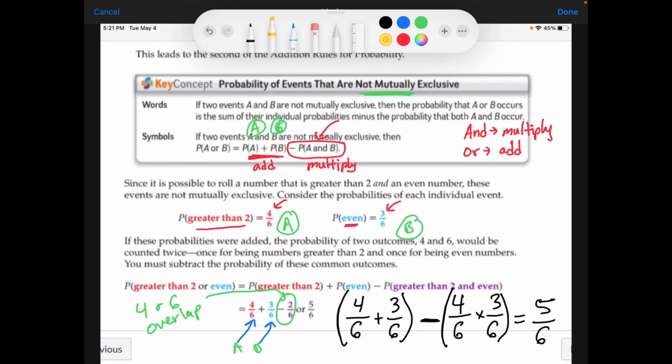So the key point here is this. This is what I want you guys to remember. If you don't know the overlap, then you're going to do this. You're going to use the same formula, but we're going to multiply the same two events, A and B, because remember, the word and means to multiply.